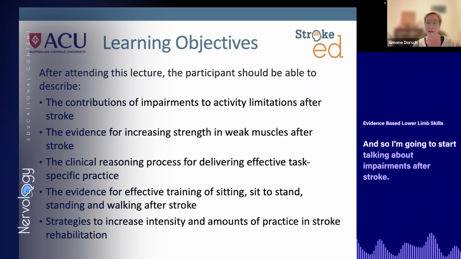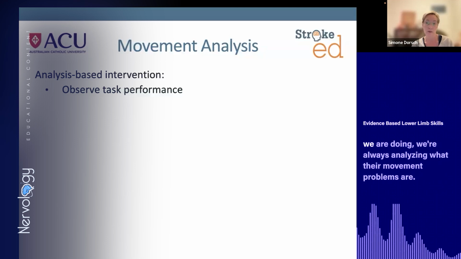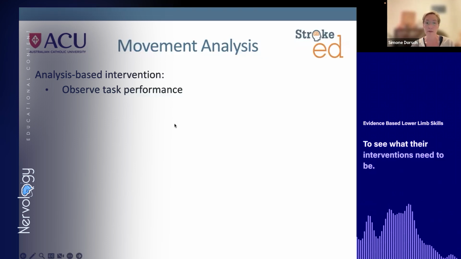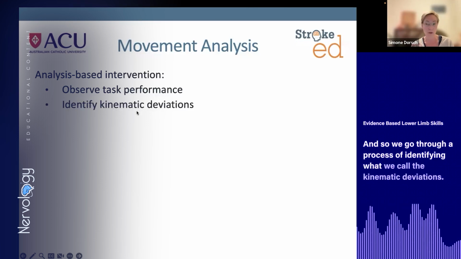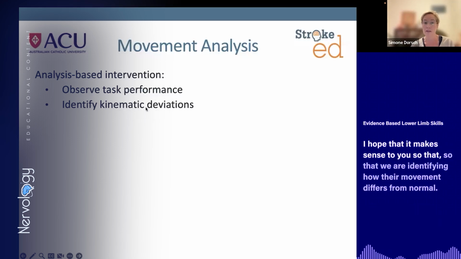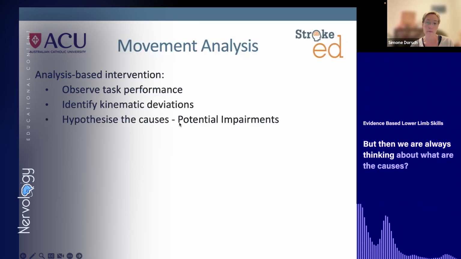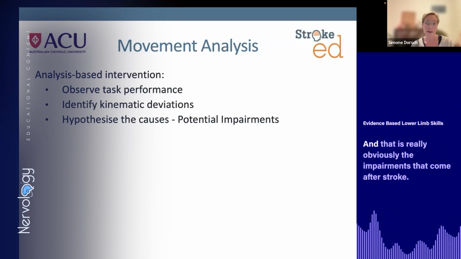And so I'm going to start talking about impairments after stroke. The reason for this is because when we look at people moving after stroke, we're always analysing what their movement problems are to see what their interventions need to be. So we go through a process of identifying what we call their kinematic deviations, so that we're identifying how their movement differs from normal. But then we're always thinking about what the causes are for the movement problems that we see, and that is really the impairments that come after stroke.